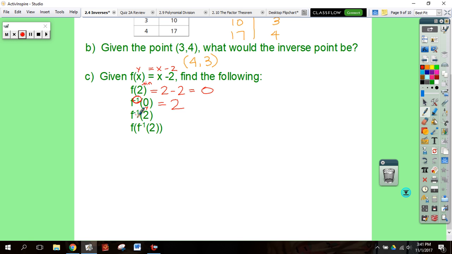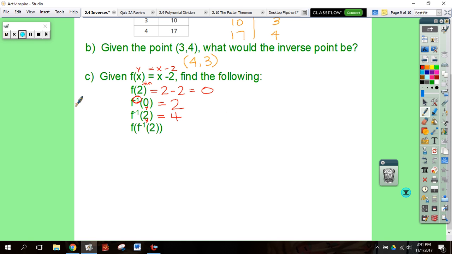If we have the inverse of this function, and we want to find the inverse of 2, that means that we would put 2 in wherever the y value is. So we would have 2 is equal to x minus 2. To solve this equation, you would just add 2 to both sides. So x is equal to 4, which means that the inverse function of 2 is equal to 4.